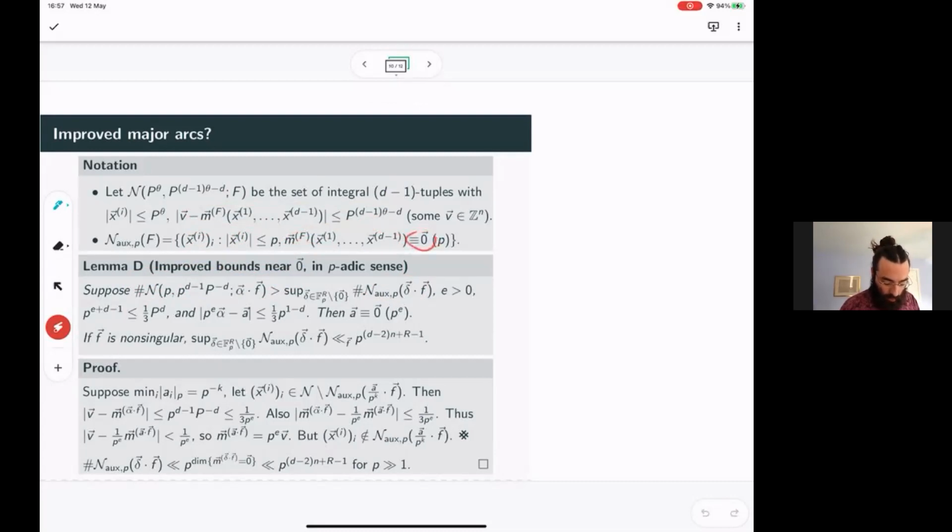And that bad set is going to be the set of d-1 tuples such that this vector m is congruent to 0 mod p, where the form that we feed in to our vector m is an integer linear combination of the forms, which is non-trivial mod p.